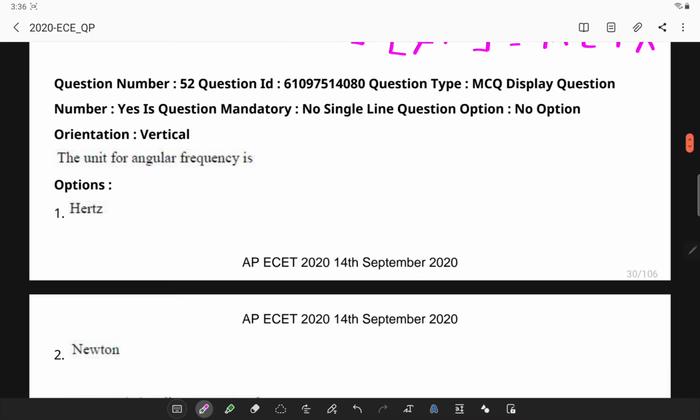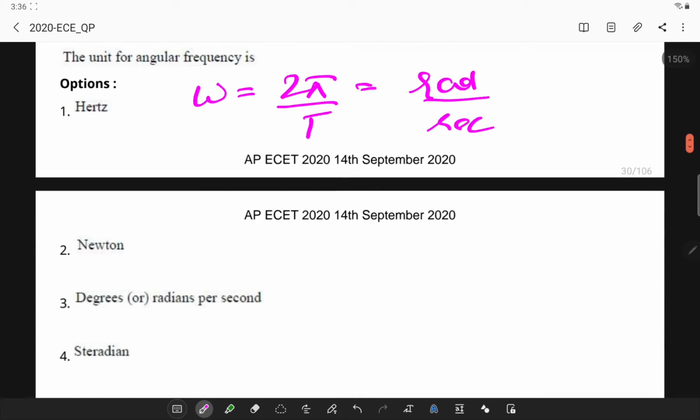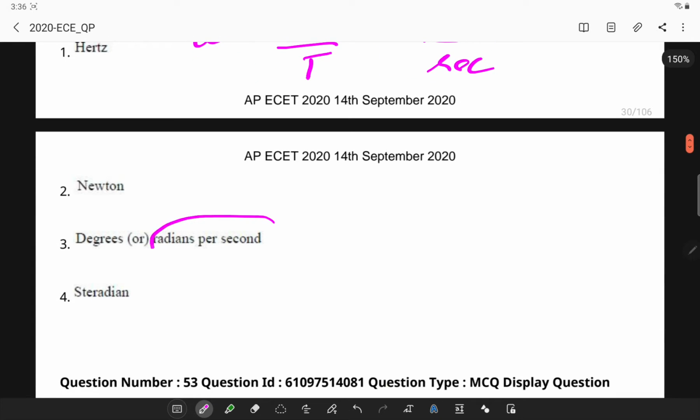Next, what is the angular frequency unit? Omega is equal to 2 pi by T is the formula of angular frequency, which has a unit radians per second. So degrees or radians per second is the answer.